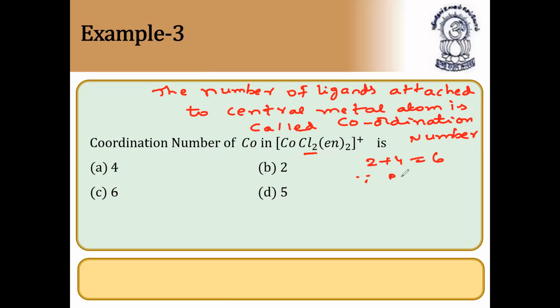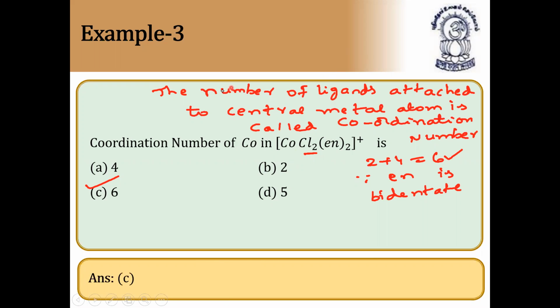Since en is bidentate, ethylenediamine is bidentate, we'll call it 1 is 2. So 2 times of en, it is 2 plus 2, that is 4. So 2 plus 4 is equal to 6. So the coordination number of this compound is 6. Let us check the answer. So it is 6. In this way, we'll calculate coordination number.